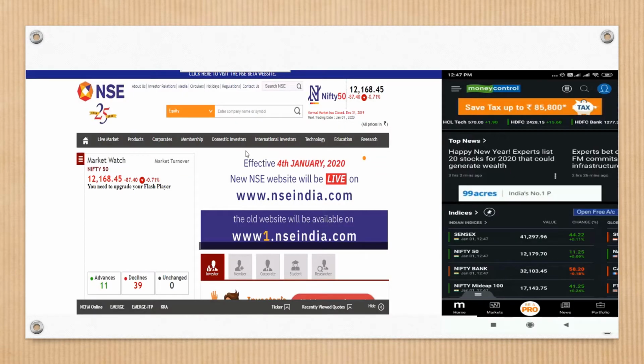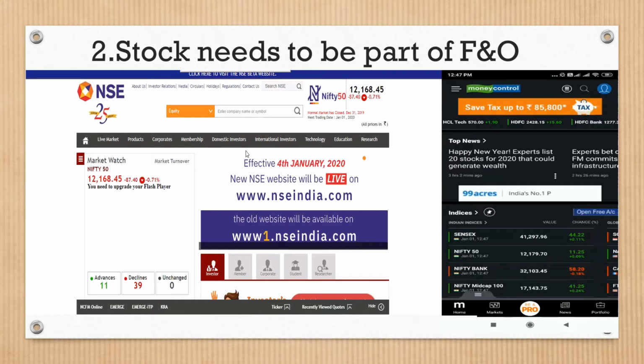We'll see the second step. In this step, we are going to further filter and select stocks which are part of futures and options. Stocks which are part of futures and options are generally more liquid, well regulated, and also see a lot of institutional trader participation. And futures and options stocks don't have upper circuit and lower circuit. Unlike other stocks, we can find 5%, 10%, and 15% circuit breakers.